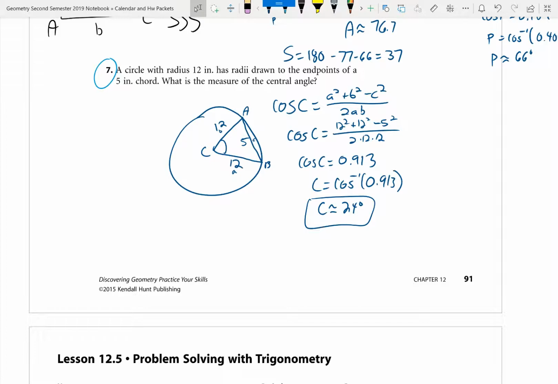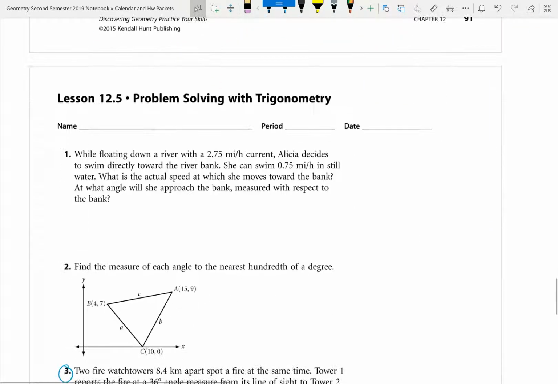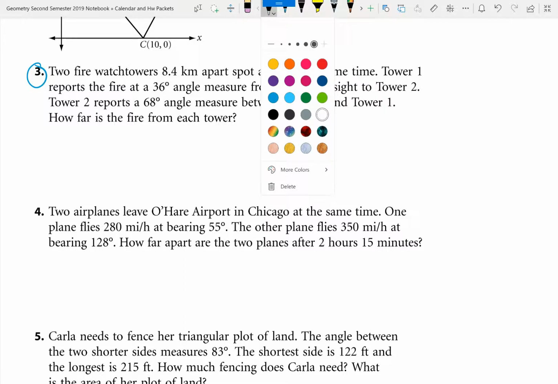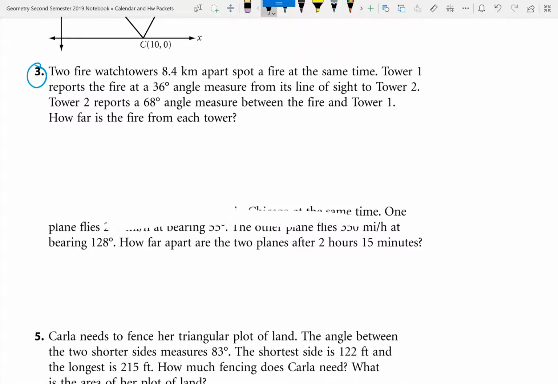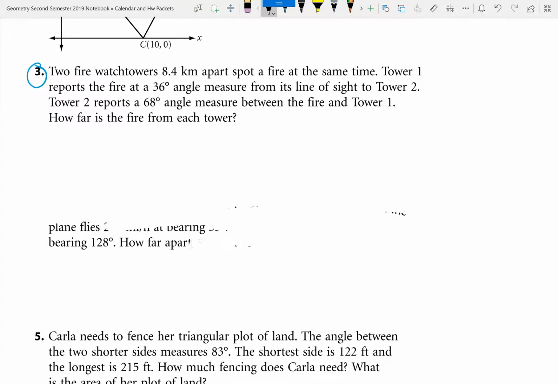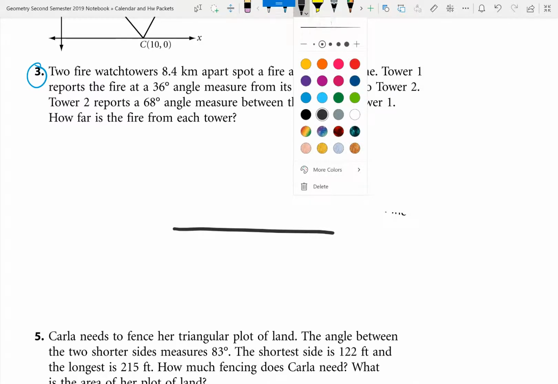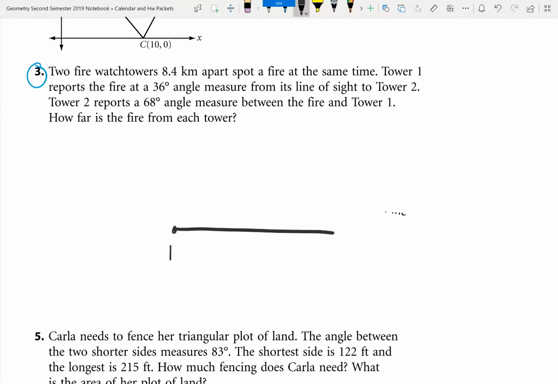And in 12.5, just a side note, we're just doing number 3 in 12.5. And the picture should look like this. You have 2 fire watchtowers. Oh, way too big. Okay, so you have 1, 2, 8.4 kilometers. There's a fire at 36 degrees.